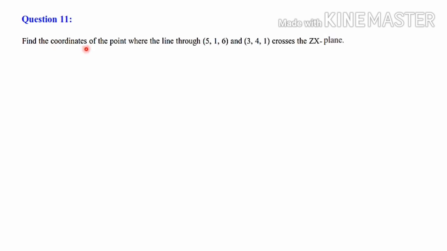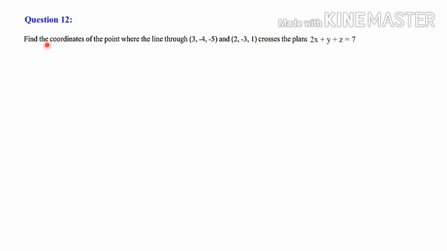Next, move on to question number 11. The question is, find the coordinates of the point where the line through 516 and 341 crosses the zx plane. This is somewhat similar to the previous question. You will try it as homework. Next, we shall discuss question number 12.